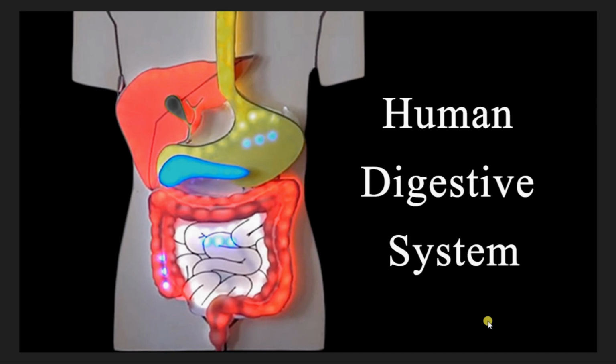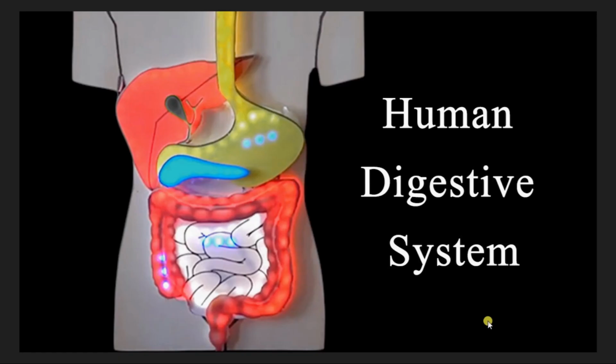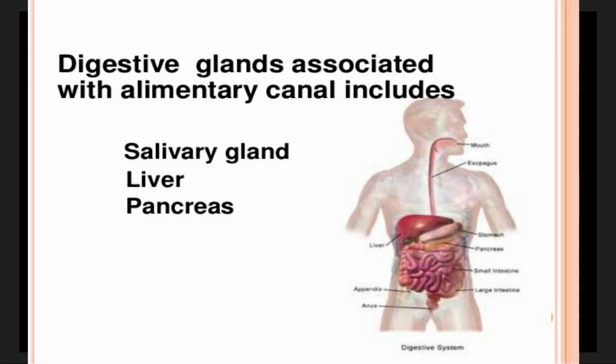So here are the organs which are present in the digestive system. Basically, the digestive system has two parts: the alimentary canal and the digestive glands. In the alimentary canal, there are six main organs. The second part is the digestive glands. The digestive glands include three glands: the salivary gland, liver and pancreas.